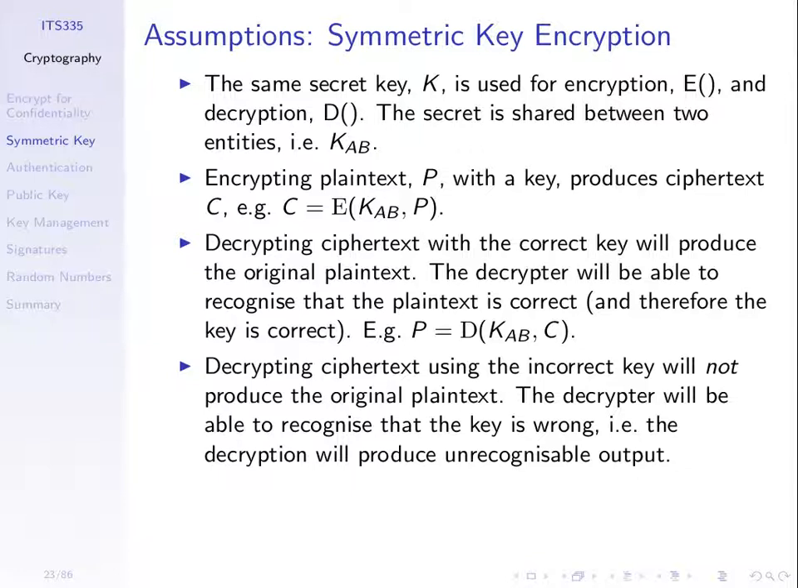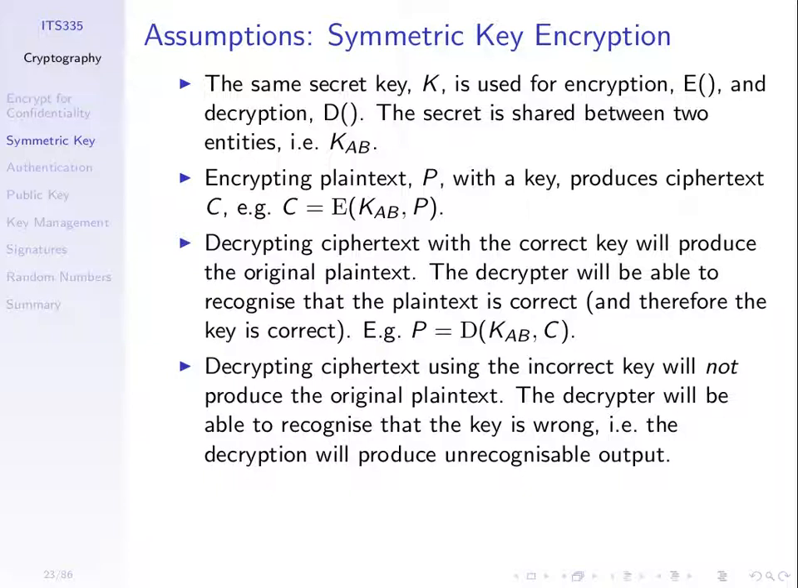What is the correct key? What do I mean by correct key here? If we encrypt the plain text with one key, KAB, the correct key is also KAB. The correct key in symmetric key encryption is the key that was used to encrypt. In other words, if we decrypt the ciphertext with the same key, we'll get the original plain text back. That's our assumption. It will always produce the original plain text, and that's how the algorithms are designed.